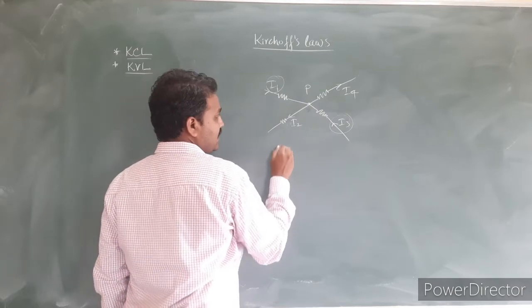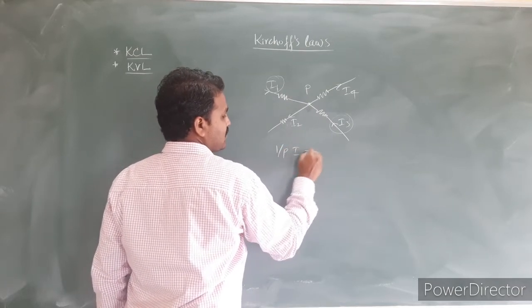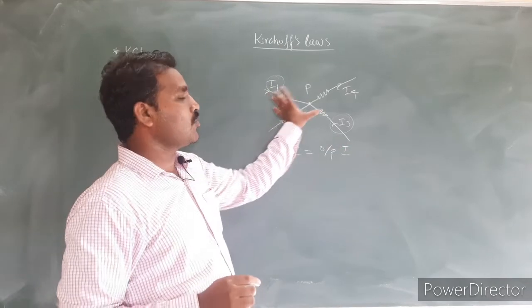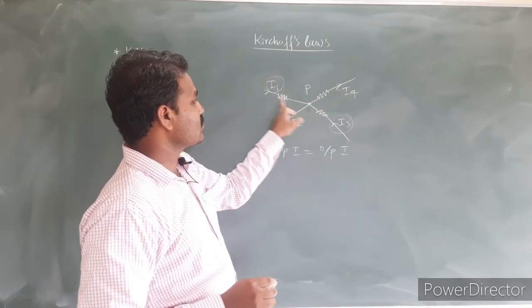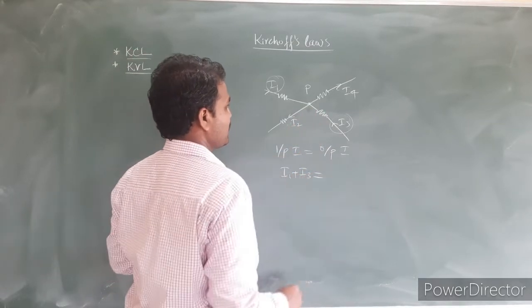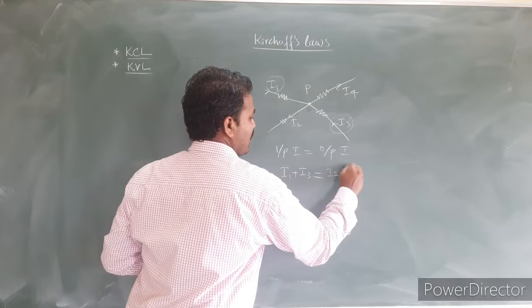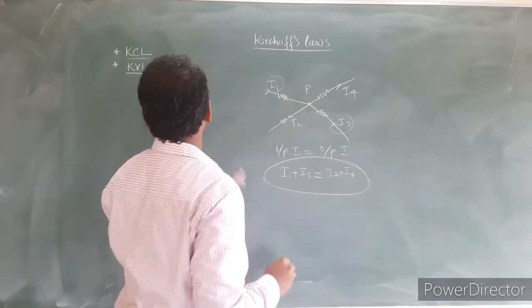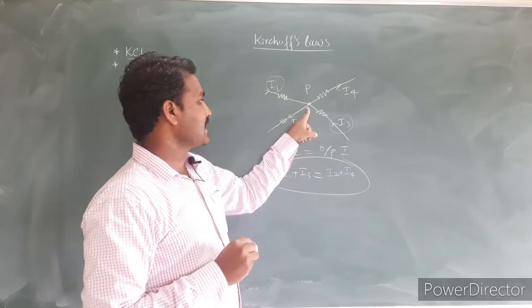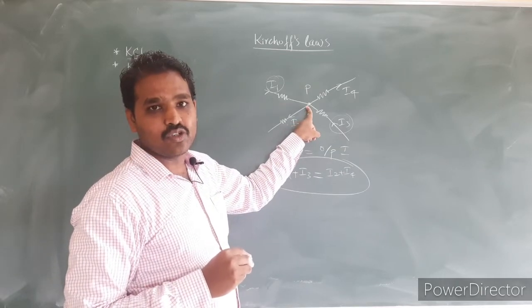So for this, the input current must be equal to the output current. So here I have 4 currents. Out of 4 currents, 2 are input. So the sum of input current, that is I1 plus I3, must be equal to I2 plus I4. Yes, this is Kirchhoff's current law. The net electric current at a junction is equal to 0.